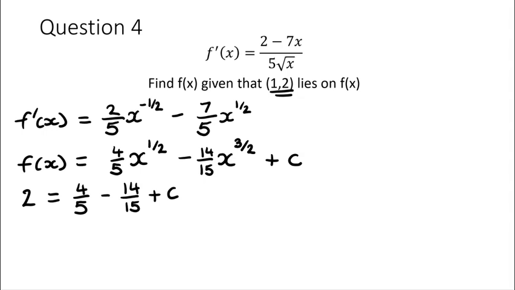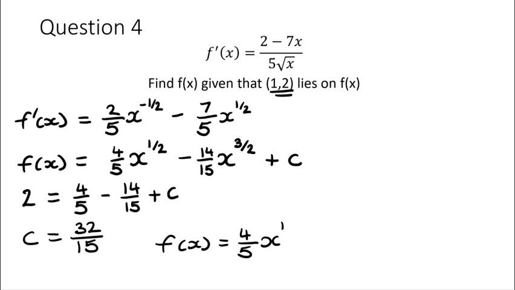Always good when we have to sub in x equals 1. It just makes things nice and easy when we only have to substitute in 1. So when we work that out, we'll get c as 32 over 15. So f of x, and you should always write this out in full at the end with the plus c in there.